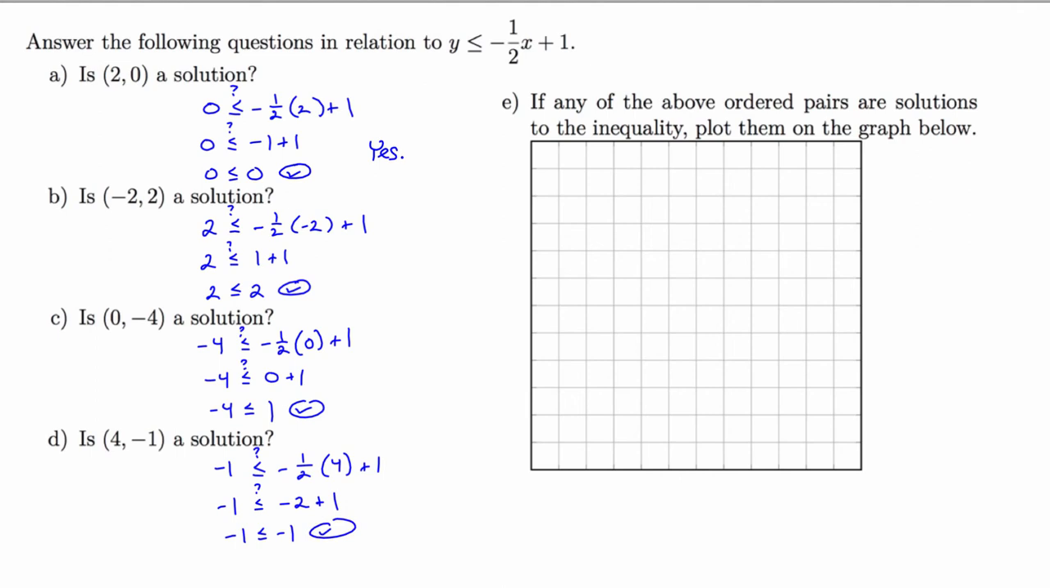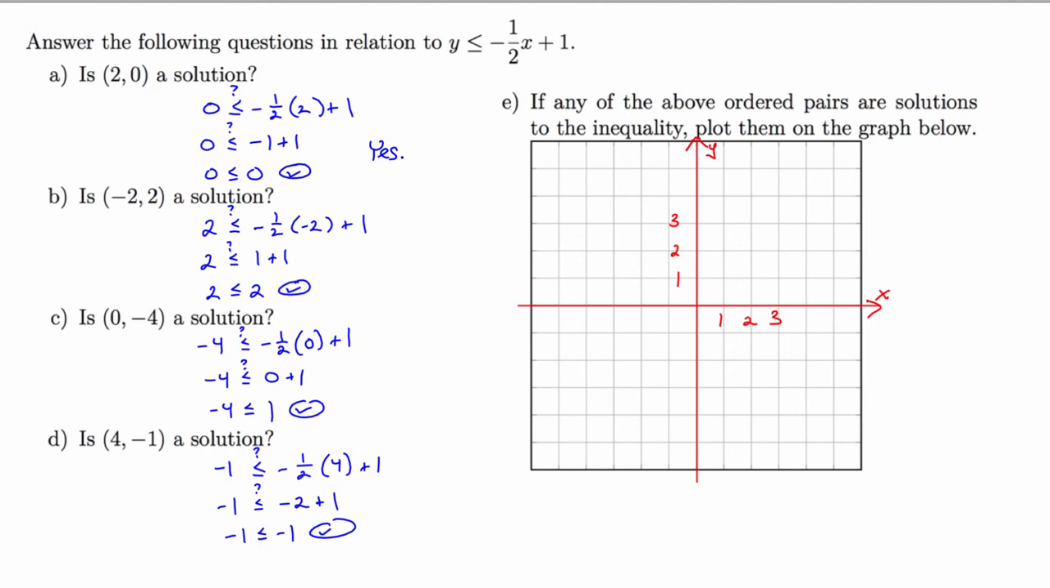All 4 of these points did end up being solutions to this inequality. So for part E, we're now supposed to plot any of the ordered pairs that were solutions to the inequality. As always, we'll begin by properly setting up our axes. We'll draw the axes using a ruler. We'll add arrows to at least the positive ends of the axes. We'll label the axes X and Y, and we'll put a clear scale on each axis. For this example, I would use a scale of 1, 2, 3 on both axes.